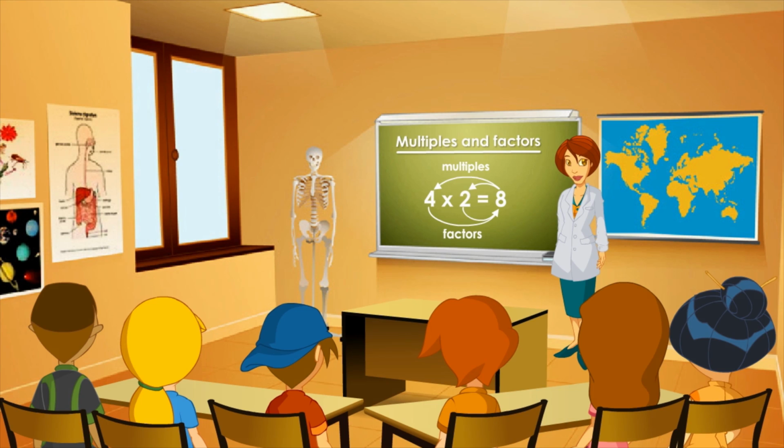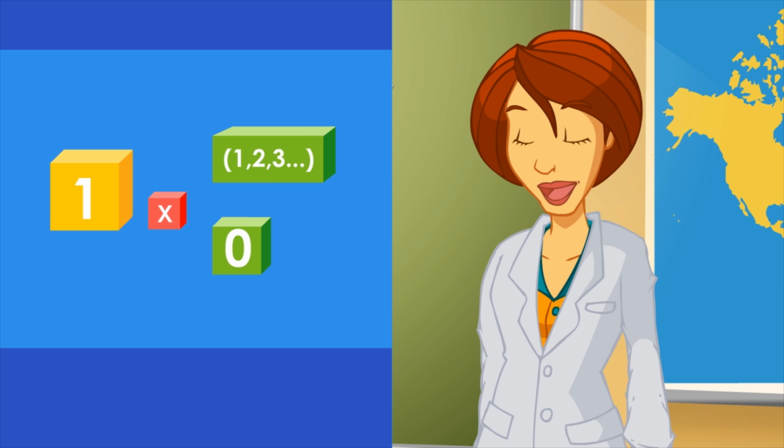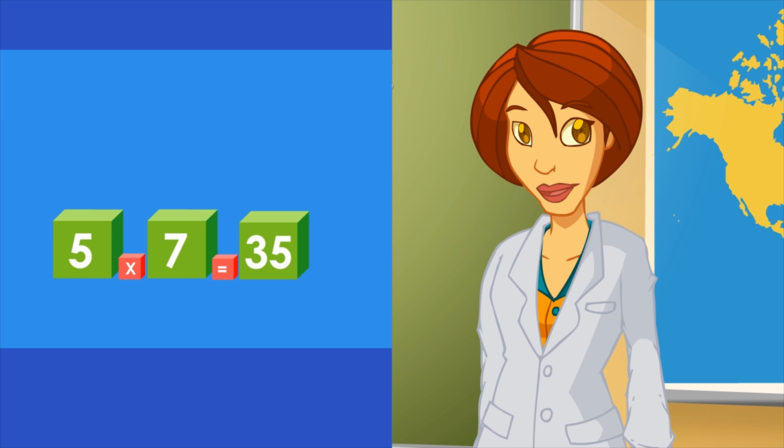Let's see what the multiples of a number are. In order to get multiples of a number, we must multiply that number by a natural number, or zero. To get multiples of 5, we've got to multiply 5 by another number, for example 7, and that equals 35. That means 35 is a multiple of 5.